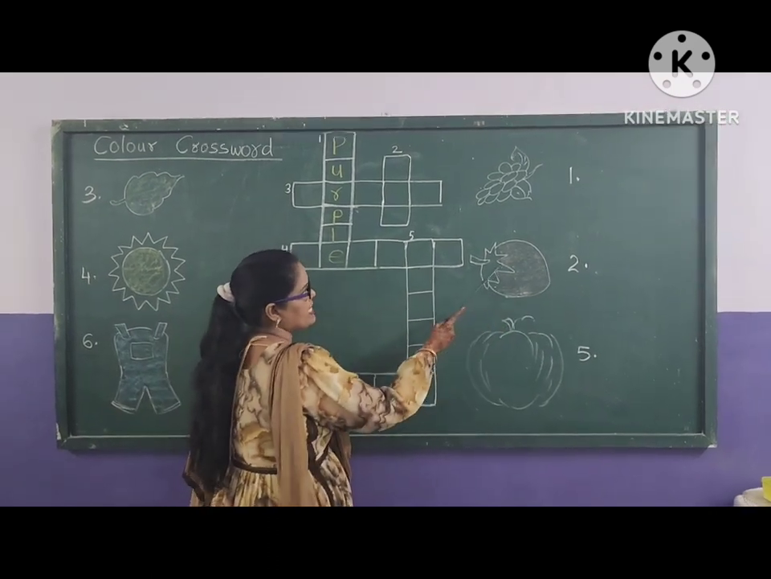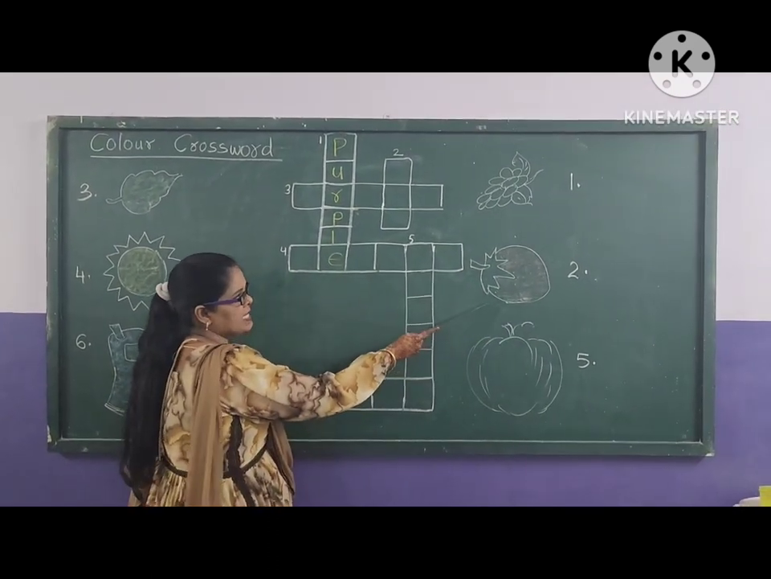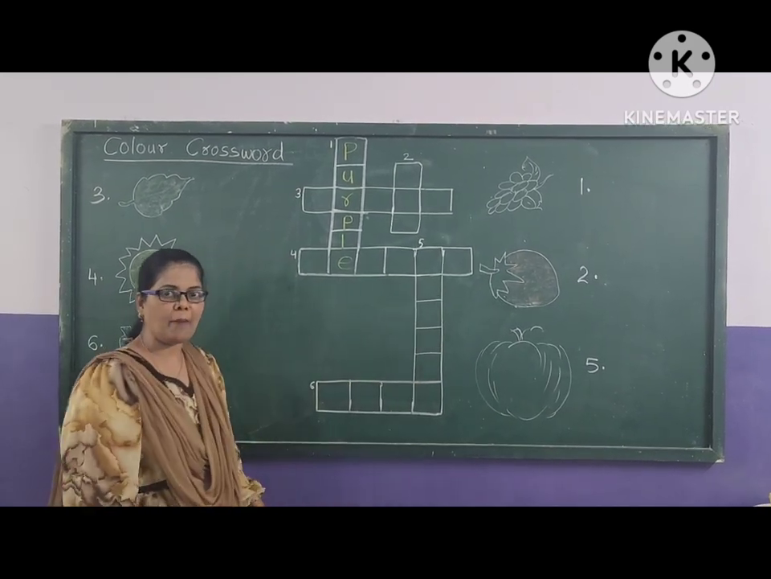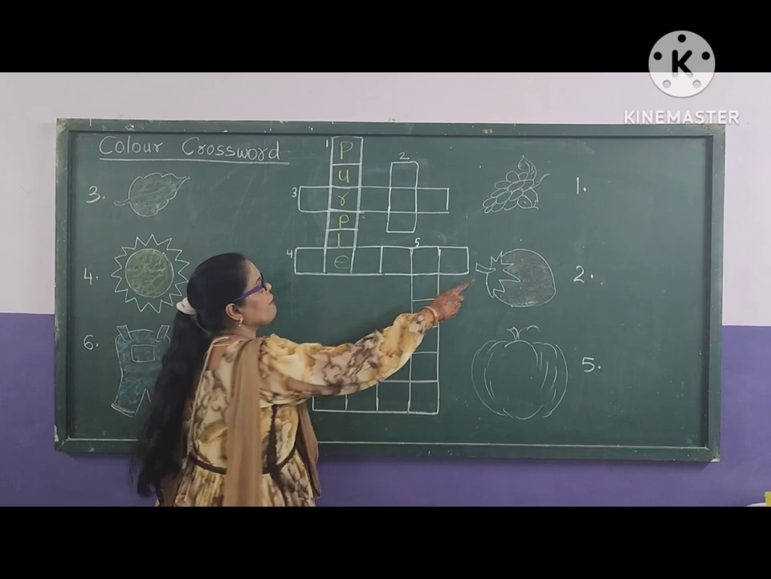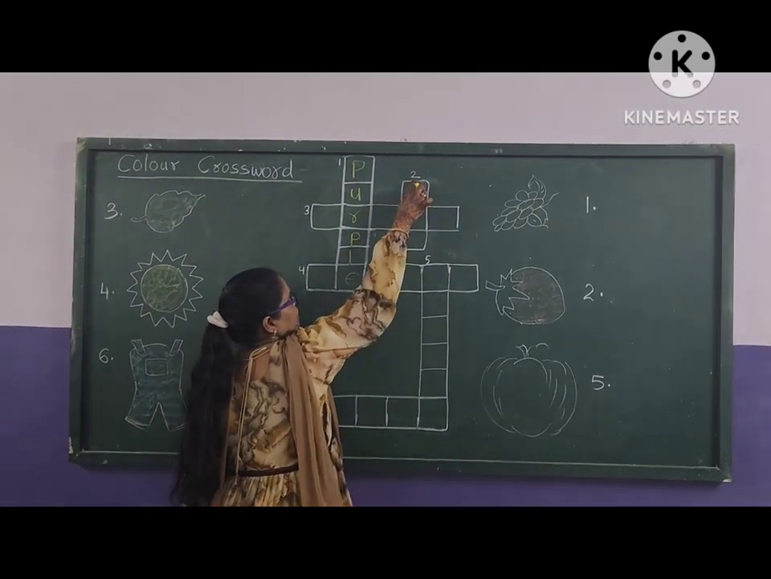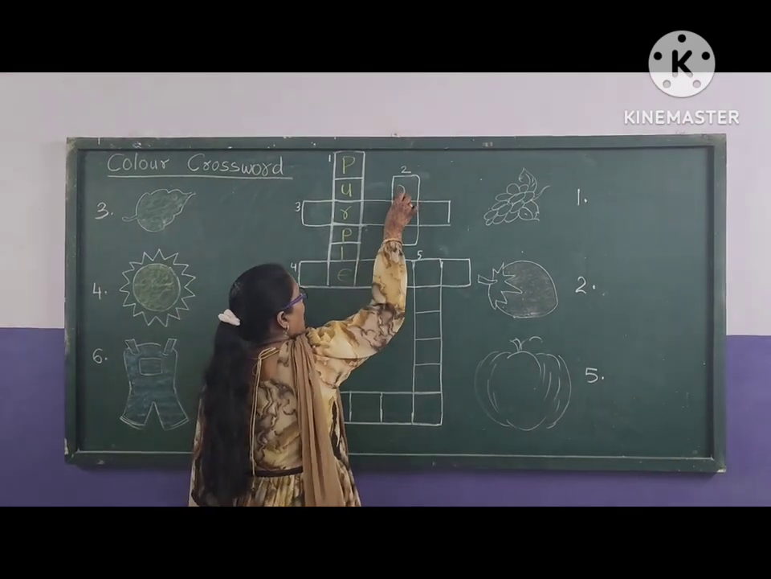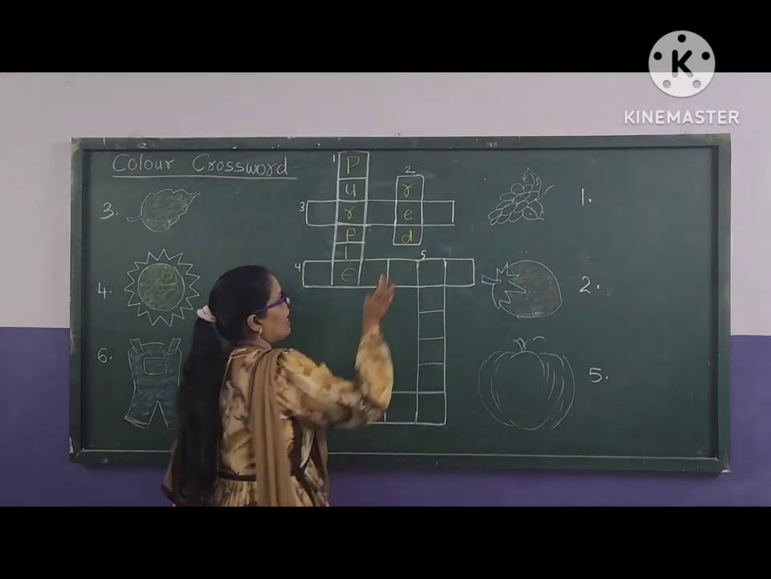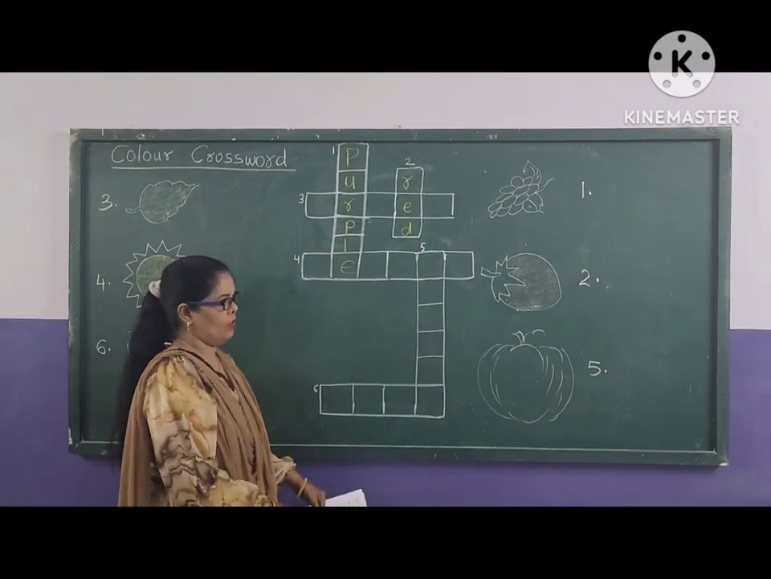This number 2, you can see which image is here. This is strawberry. That is of red color. You all know the color of strawberry? Yes. This is of red color. So number 2, you can go here, children. See here number 2. This is downward. R-E-D. Red strawberry. Okay.